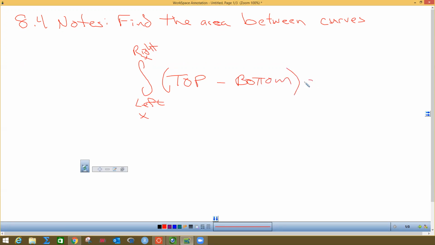And it could be dx or dy, but on this first section, I think they're all dx. So the next section, 8-5, is talking about dy, and it's going to change this stuff also when it's a dy problem. So this is how it works for dx. It's left x to right x, from top minus bottom. And that's how you do it.